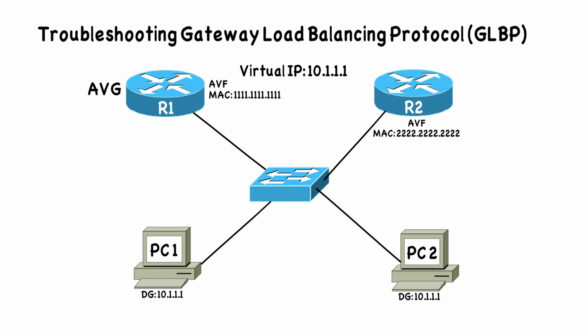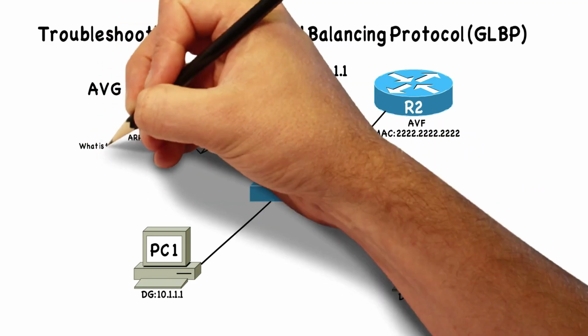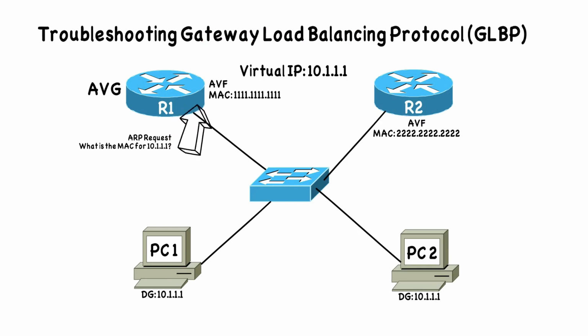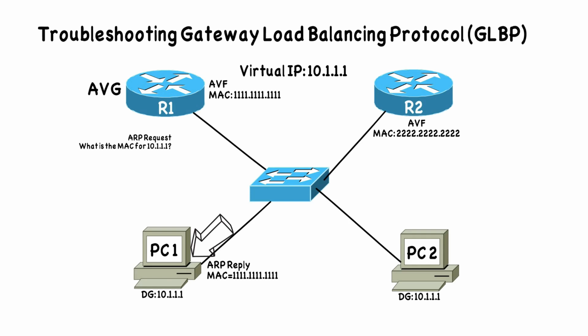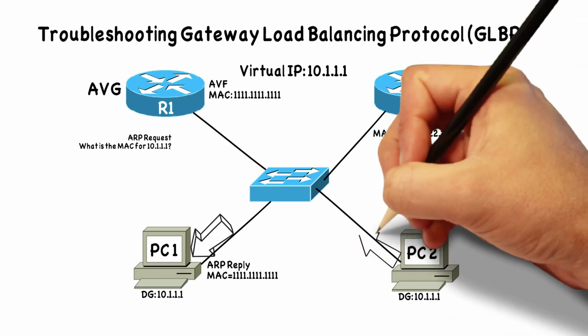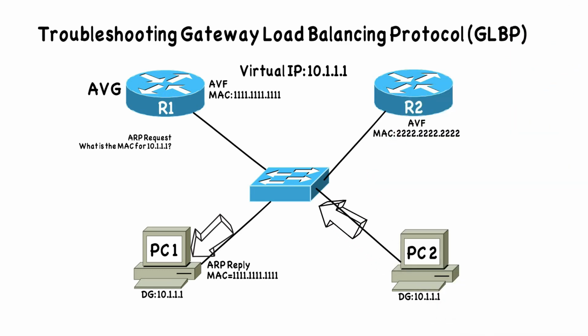What's going to happen is the AVG, the Active Virtual Gateway, R1, is going to respond differently to the same question. For example, PC1 is going to send out an ARP request saying, hey, can somebody tell me the MAC address corresponding to 10.1.1.1? That's the responsibility of the AVG to respond to, and it's going to say, oh, the MAC address for 10.1.1.1 is the all ones MAC address. In other words, PC1 is going to be pointing to the MAC address of R1 when it's sending traffic to 10.1.1.1.